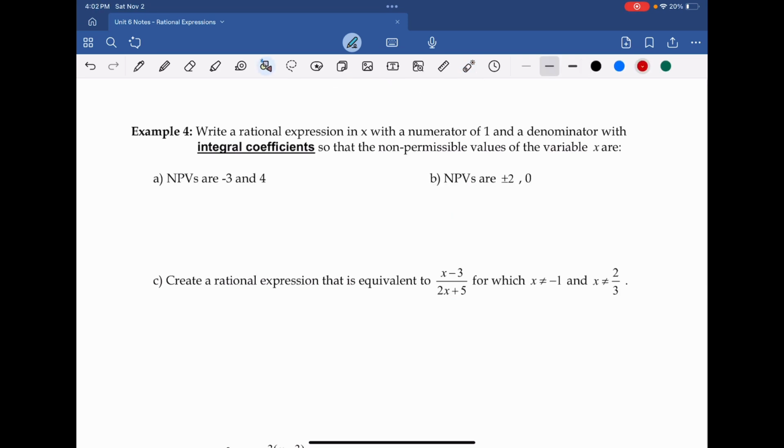So now we take a look at example 4, where it gets us to write a rational expression in x with a numerator of 1 and a denominator with integral coefficients so that the non-permissible values are the blank. So whatever they give us.